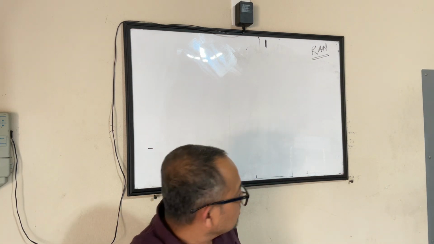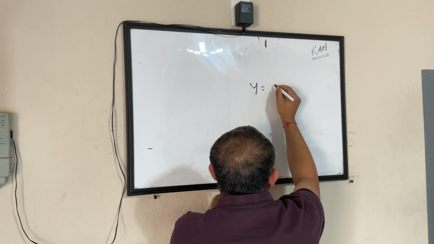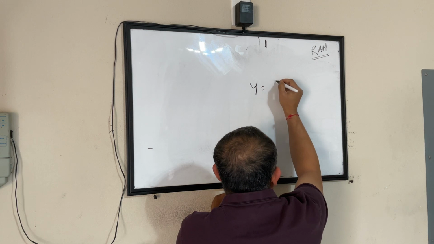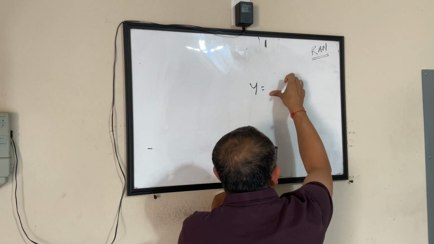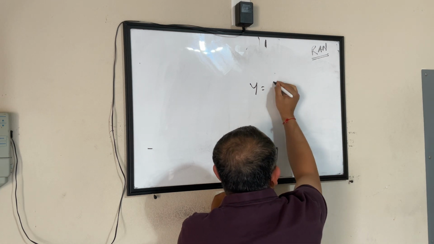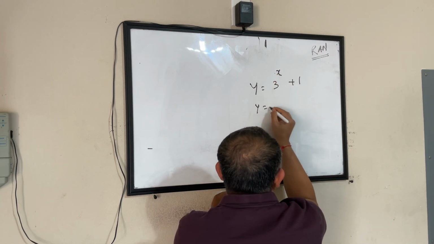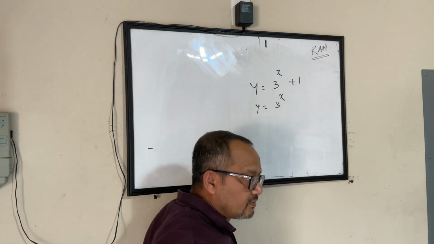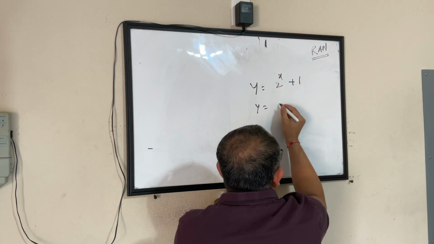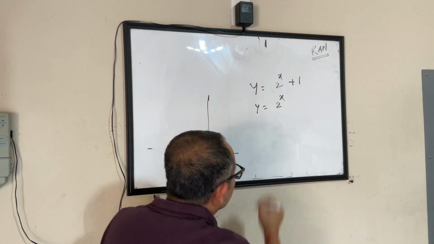Okay, so now let's look at two situations. One is y equals, let me keep a smaller number, but it has to be more than 1, 2 power x plus 1, and the second equation is y equals 2 power x only, so that we don't have to plot bigger graphs here. Now let's look at what happens when we try plotting both of them.